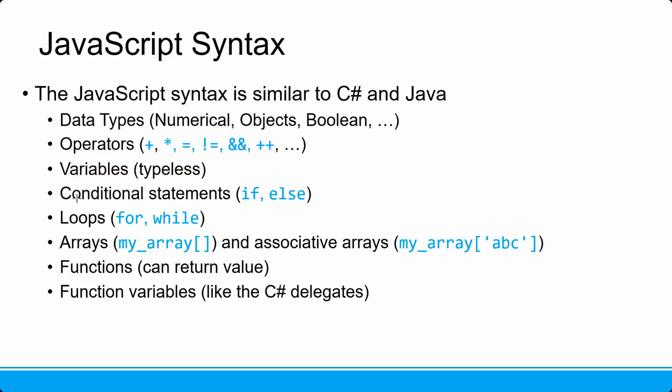There will be other kinds of conditional statements. So you can learn about if, else. We will learn about switch. And for loops, we will learn about for and while, and then we have array, and we will also look at associative arrays, and we will look at functions that can return values and function variables like C# delegates. Okay, so we will take a look one by one.